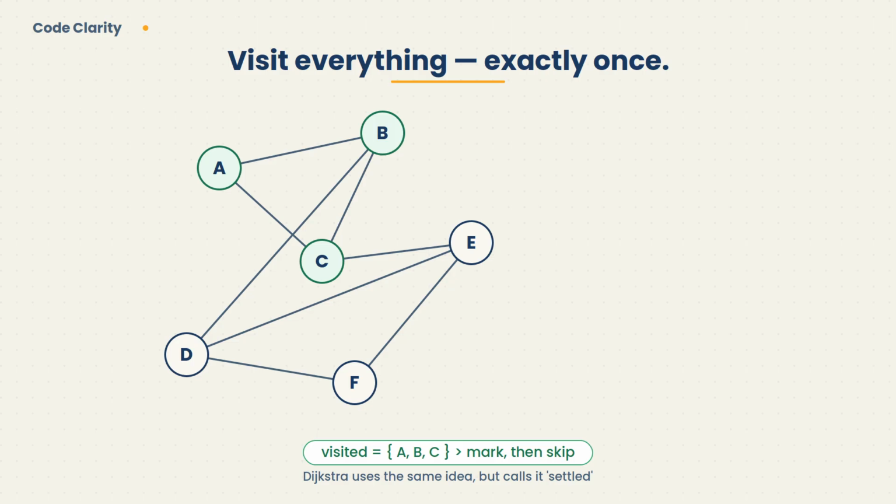Breadth first and depth first both use this visited set. Dijkstra uses the same safety idea but calls it settling a vertex. Once its shortest distance is final, we never process it again.